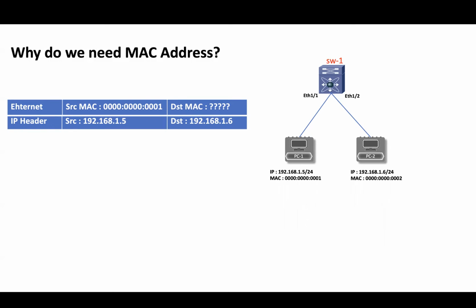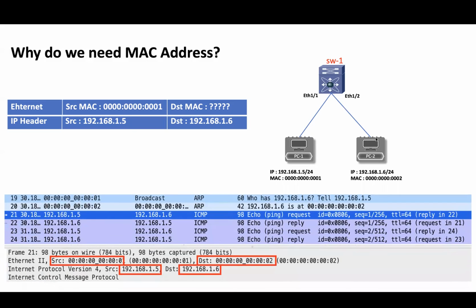So we need a mechanism to find out the MAC address of PC2. That's where ARP comes into the picture. Make sense? Overall, ARP is being used to find out the MAC address that matches a known IP address. At this point, we understood what is ARP and why we need ARP. Correct? Now, let's discuss how ARP works.